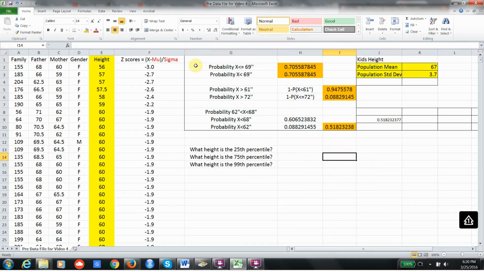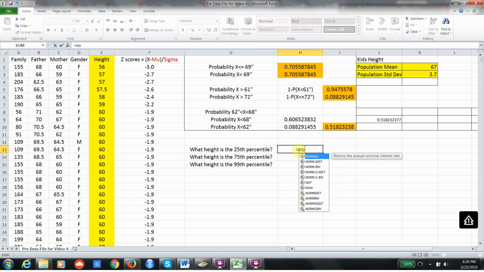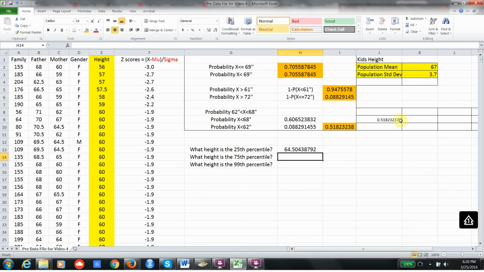Okay. Now sometimes I want to go the other way. I want to go from the percentile to the data value. So I might want to know, okay, what height is the 25th percentile? In other words, what height is 25% of the population less than? And now I'm going to use norm.inv, right? So the percentile is going to be written as a probability. And actually I don't need any true. And this gives me the data value. And I can check that. If I do norm.dist on this, I should get 0.25. Okay, I won't check it, but you might want to.